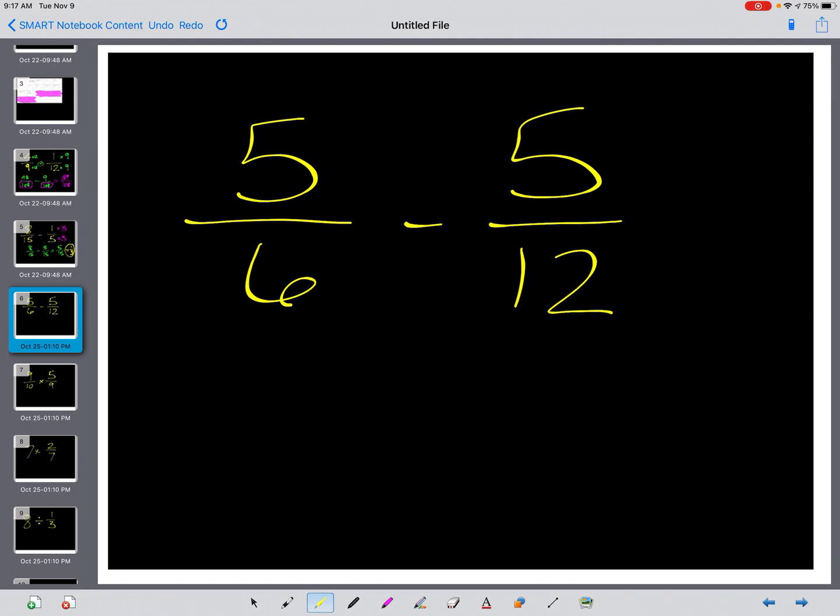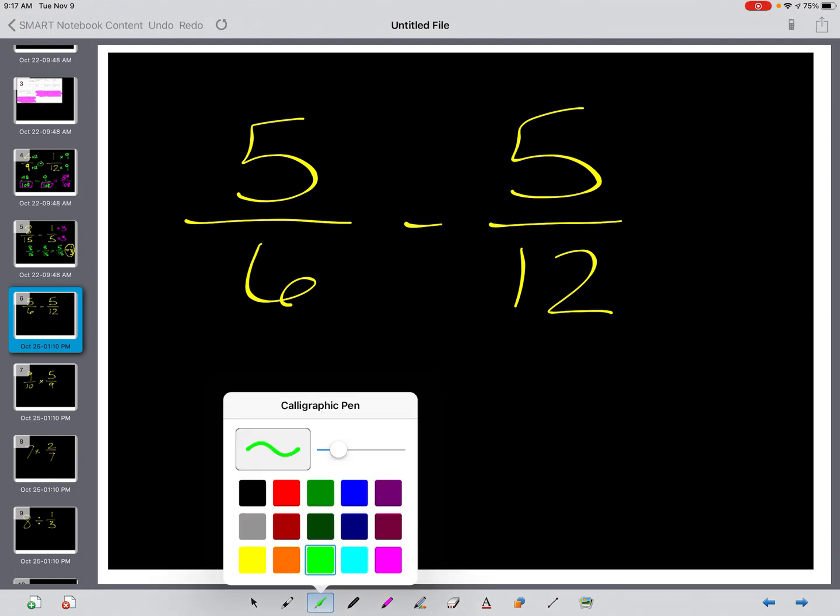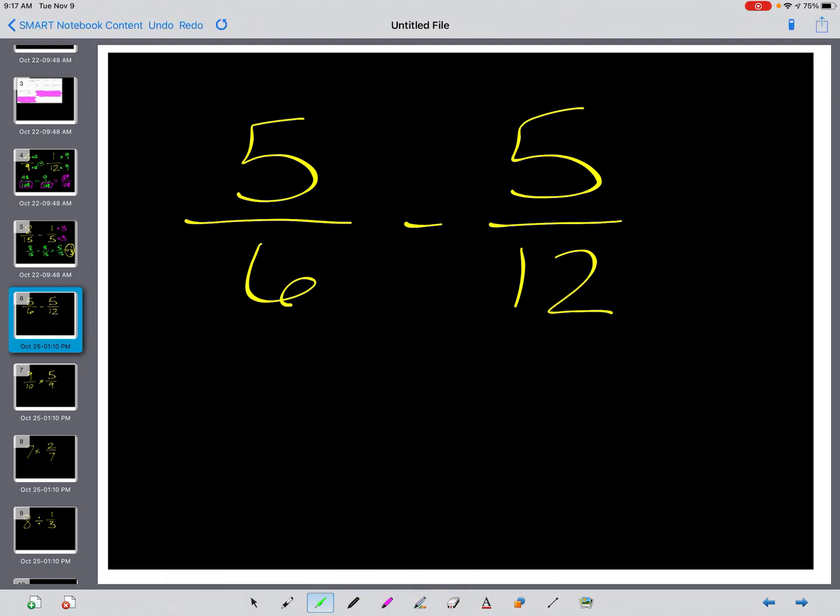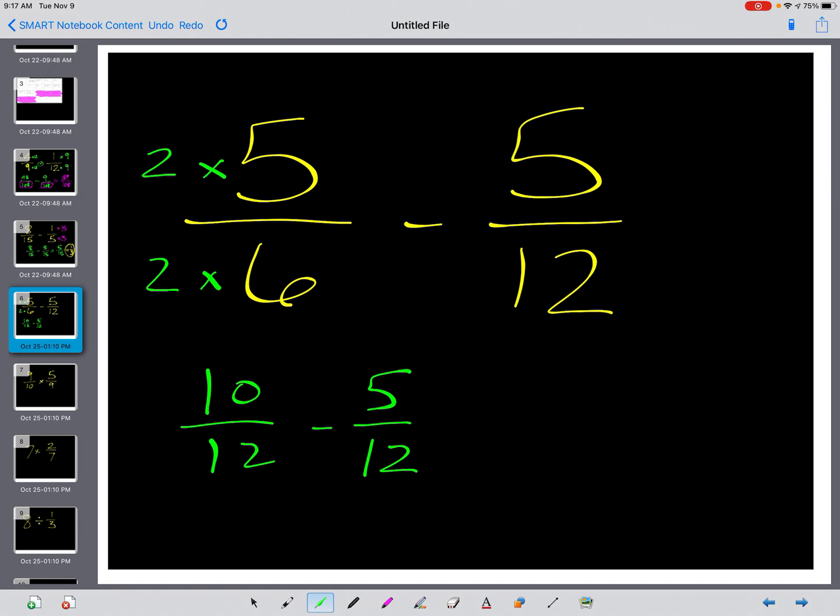Here we're subtracting again, and you can also see, once again, 12 is a multiple of 6 by 2. So you can just multiply by 2 over here. It's going to give you 10/12. Keep the second fraction, 5/12, and that's already simplified.